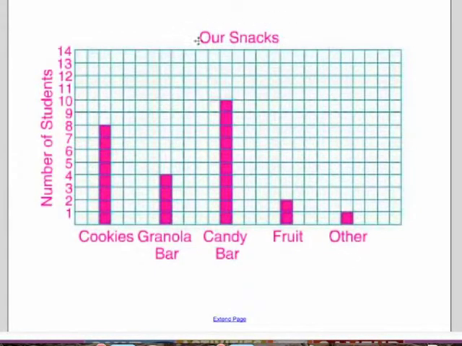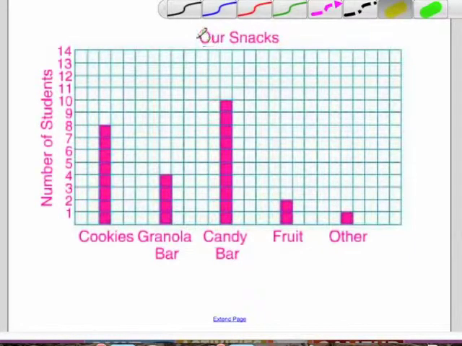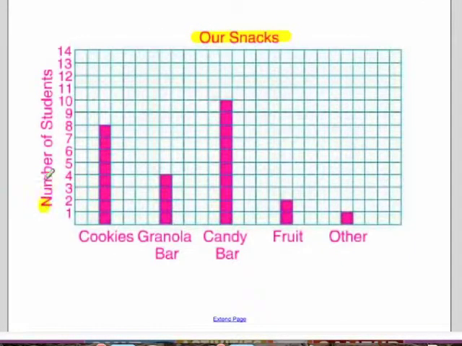Make sure you have your labels. I have a title up at the top. I also have a title for both of my axes. I have a number of students title, and then these are kind of labeled already. You could leave that, or you could write down here snack choices if you wanted to for another label there.